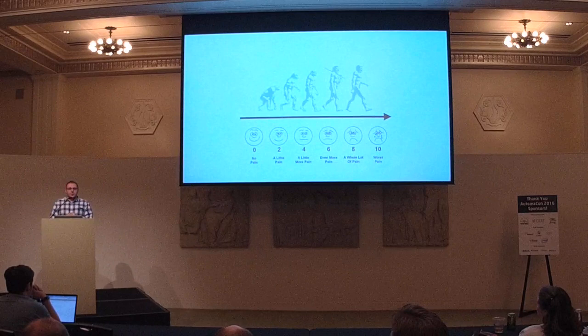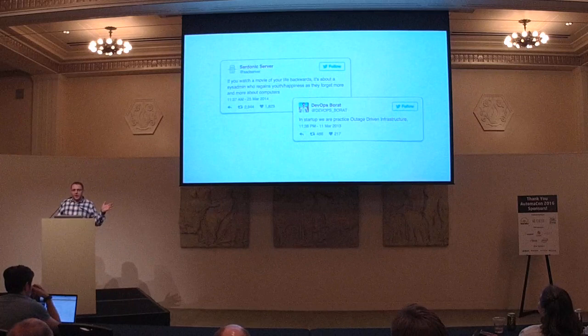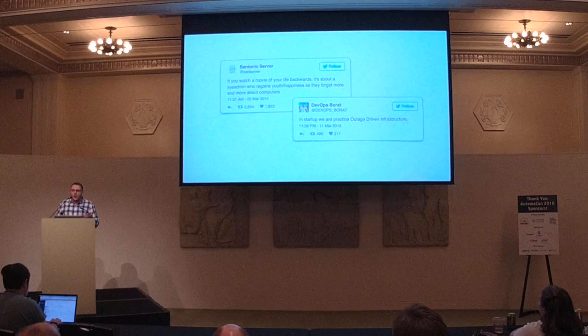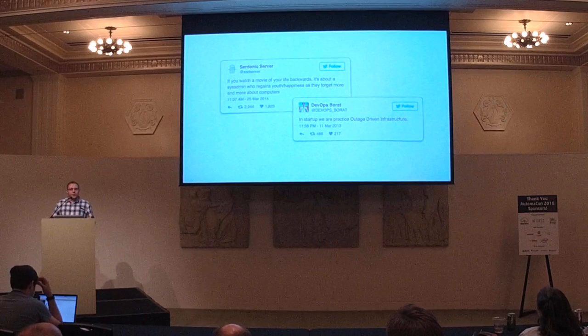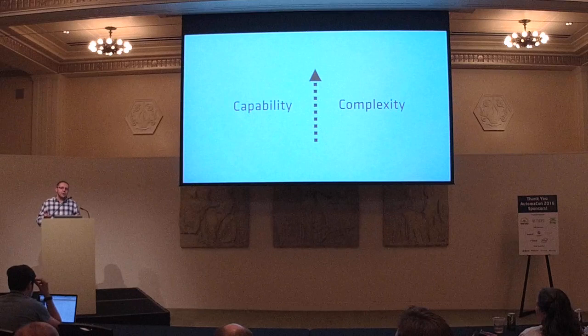And don't take my word for it. You can view these very famous Twitter accounts that tell us how we view our jobs. Right? At startup, we practice outage-driven development. So why? We've built all of this tooling. We've had great advancements in the infrastructure space. Why is everything terrible? Well, it turns out that as we give more capability, we also introduce complexity.